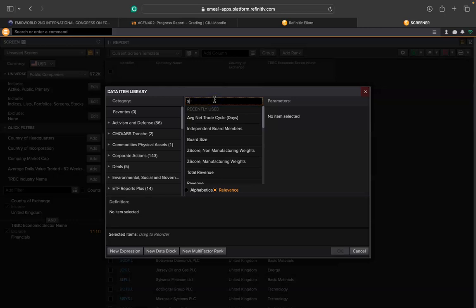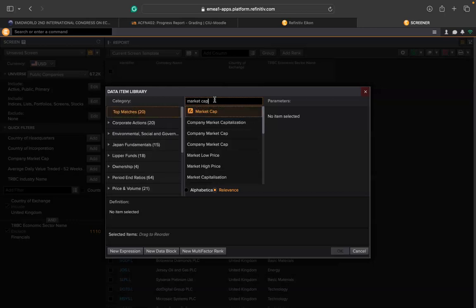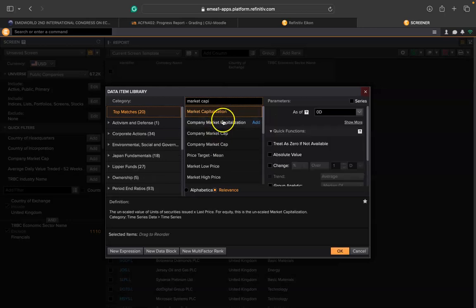So I'm going to start with the first section, which is the market value of the company. Market value of the company can be measured with market cap or market capitalization. Now, the market cap is the unscaled value unit of securities multiplied by last price for the equity. This is unscaled market capitalization according to the definition. So, I need this data.